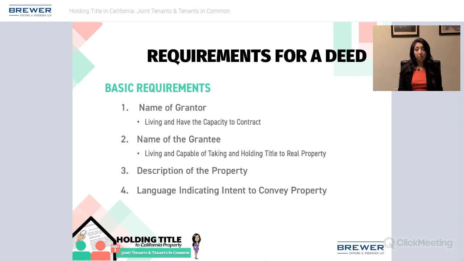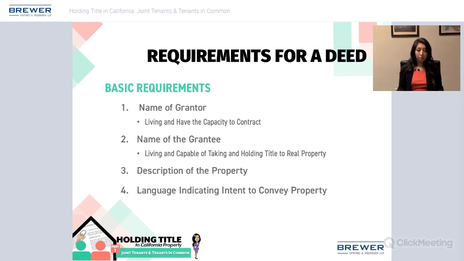And they need to be able to take title to the real property, meaning they have to have the capacity to contract, meaning they need to be 18 years old. So those are the first 2 main requirements, which is naming the grantor and naming the grantee. So everything has to be specific.